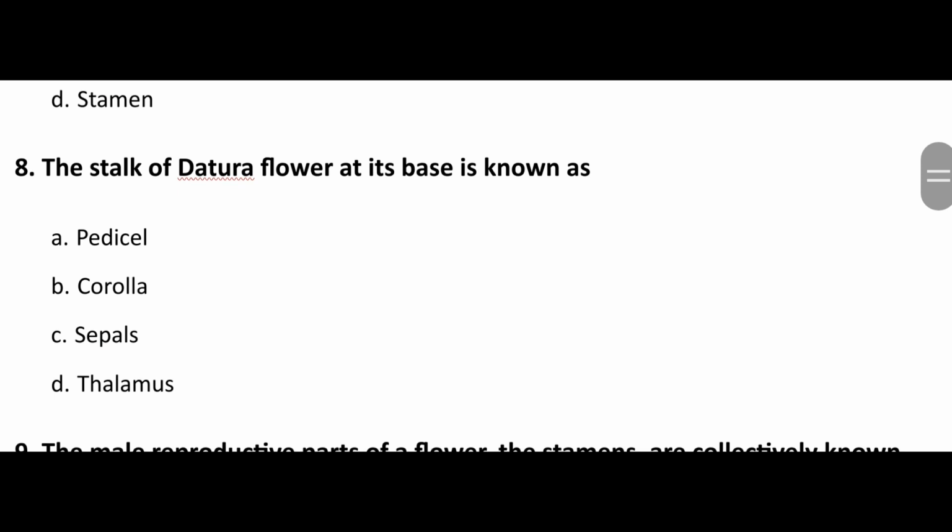So this endosperm is triploid in nature. Then question number 8, the stalk of datura flower at its base is called, the stalk of any flower is called the pedicel.